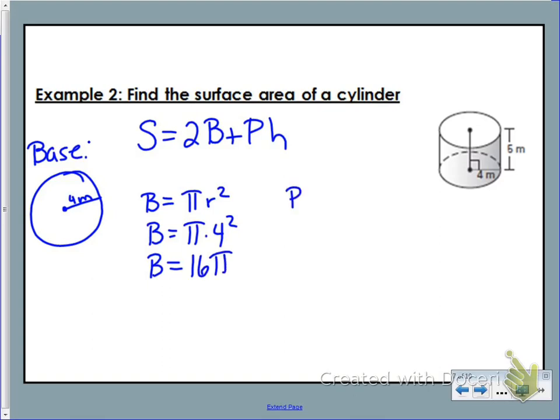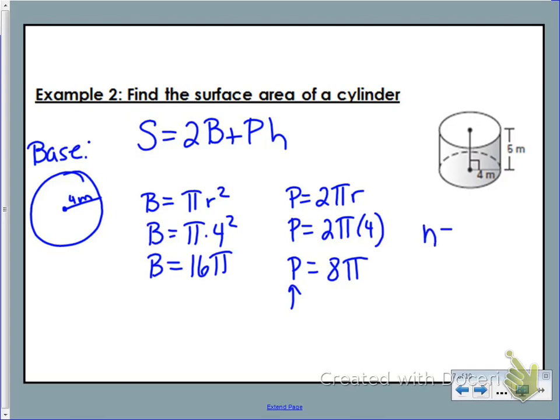Now I calculate the perimeter of the base. And as a reminder, the perimeter of any circle is the circumference, or 2 pi r. So again, we're going to plug in the radius of 4, and in exact form, that makes it 8 pi. If you notice, I've labeled every single step saying that P stands for the perimeter of the base. The last measurement I need is the height. Now everything came off this base measurement except for the height. The height is what connects the 2 bases. So in this case, it's a height of 5 meters. That's the perpendicular distance between the 2 bases.